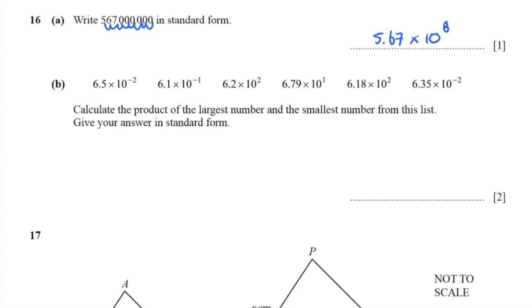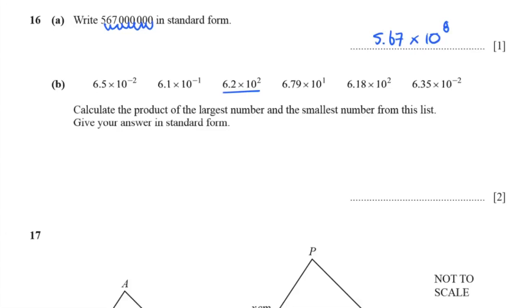And we're done. Part B, we have a bunch of numbers there. It says calculate the product of the largest number and the smallest number from the list. Give your answer in standard form. Okay, so we need the largest number and we also need the smallest number. The largest number is going to have the larger powers. So we have two numbers here which have 10 squared. 10 squared is, of course, 100. Which one is larger? Well, 6.2 is larger than 6.18. So that's our largest number. Let's just leave it underlined.